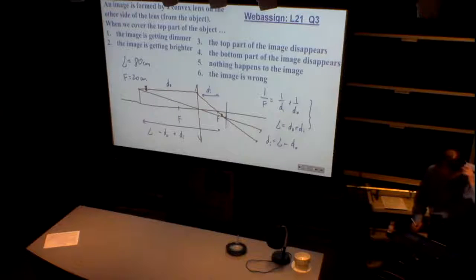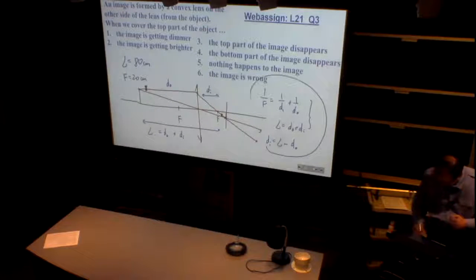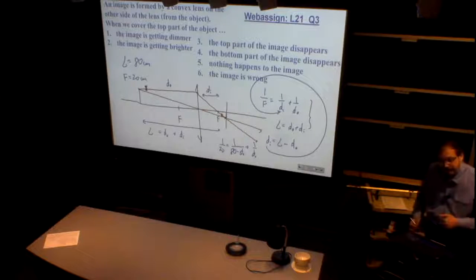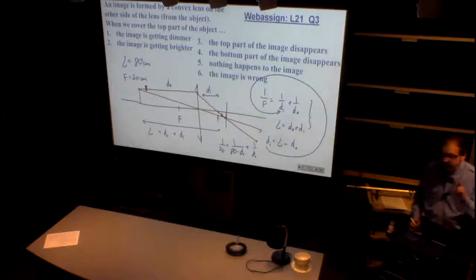This is a minus. Now we can take this expression, plug it in this equation. 1 over 20 should be equal to 1 over 80 minus object distance plus 1 over object distance. And now, when you solve it, you get a quadratic equation, which gives you 2 answers.